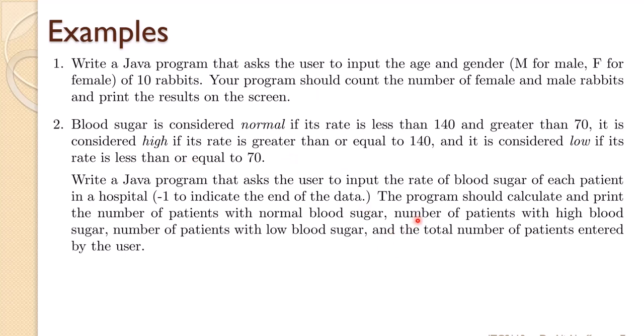The problem says that the program should calculate and print the number of patients with normal blood sugar, the number of patients with high blood sugar, and the number of patients with low blood sugar. So this is counting. This is similar to problem number 1, where we are counting the number of male and female. So how to do this? We need counters. So let me go to GGrasp.